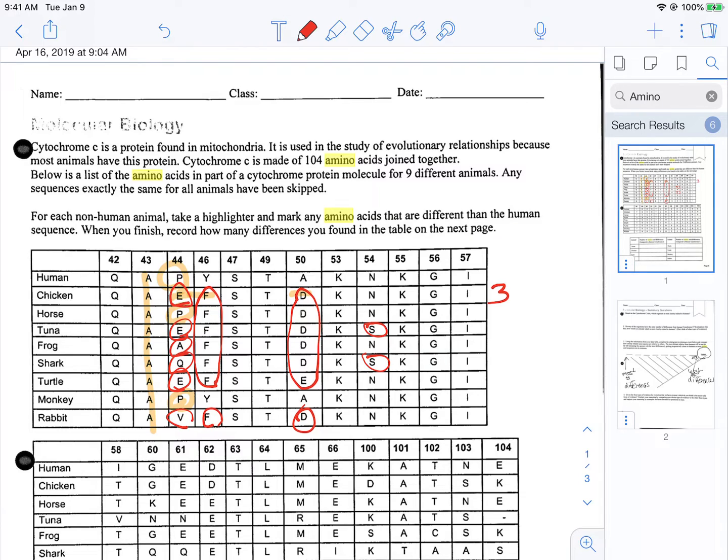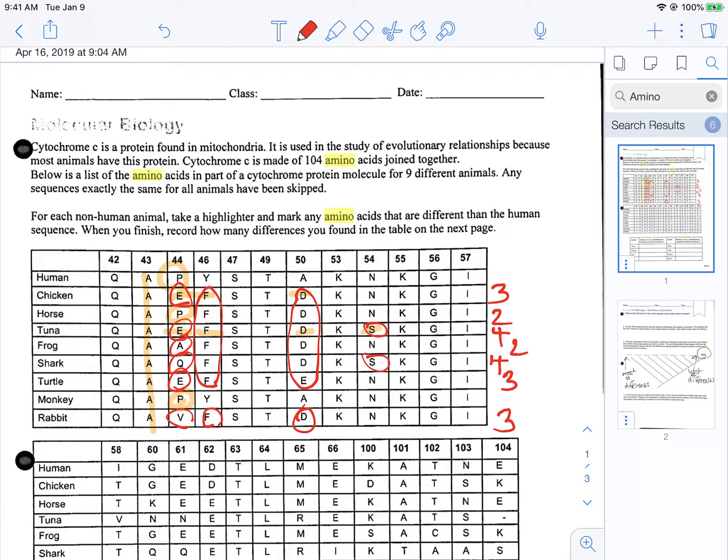There's another chart that goes the rest of the way. The horse has 2. The tuna has 1, 2, 3, and 4. And you get the point. So I'm just going along each row and counting up the differences. So the frog also has 2. The shark has 4. 3. What the heck is that? 3. 0 so far. And 3.